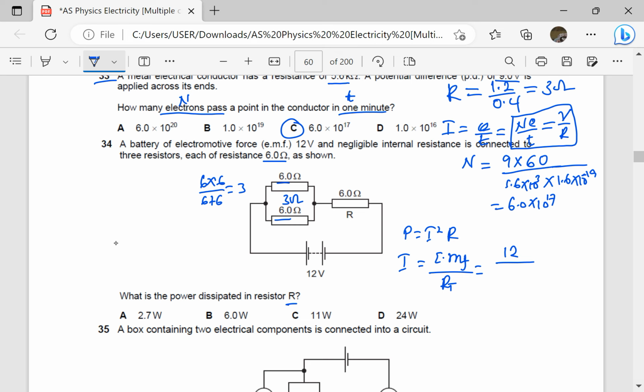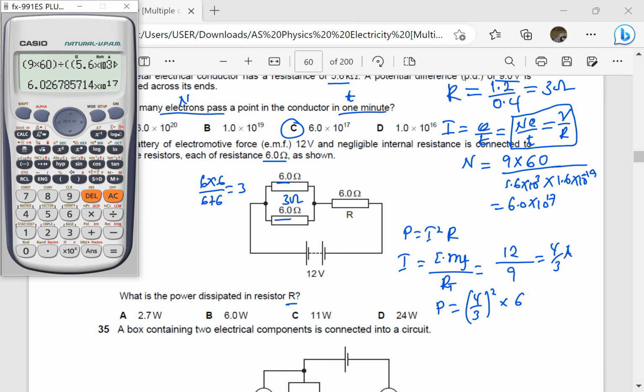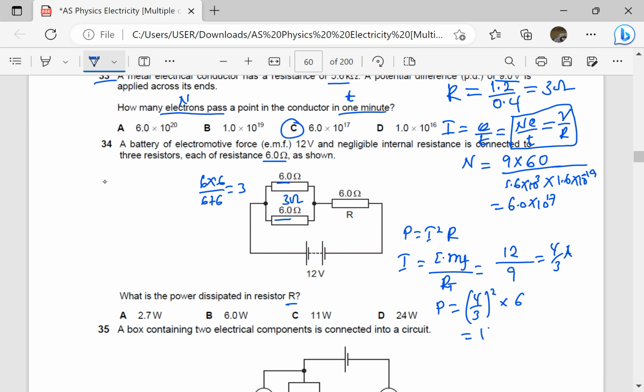Then 3 plus 6 gives us 9. So that is 12 over 9. That is the current. Or this can be 4 over 3. And then therefore power is going to be 4 over 3, and this is squared, then times R, which is going to be 6. So this is going to give us 4 over 3 squared, then times 6, which gives us 10.66 recurring, which is actually 10.7 or 11. So this is approximately 11 watts. So the answer is going to be C.